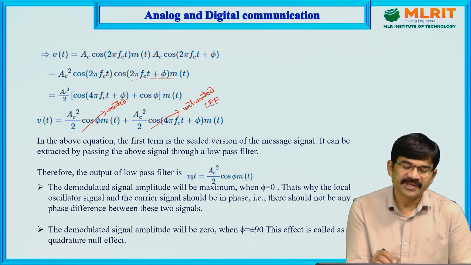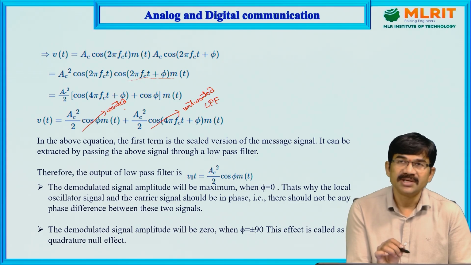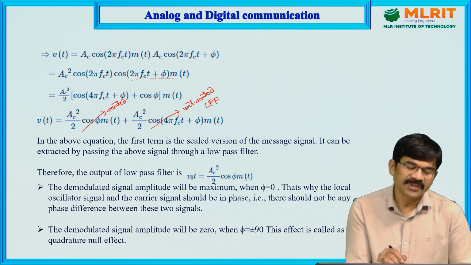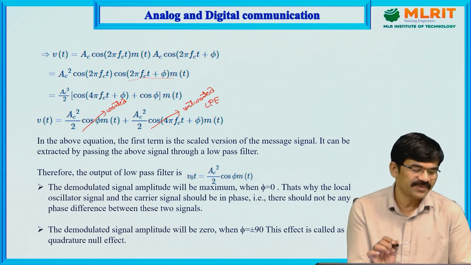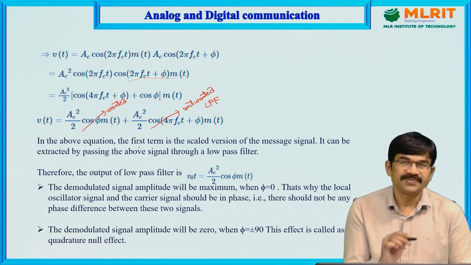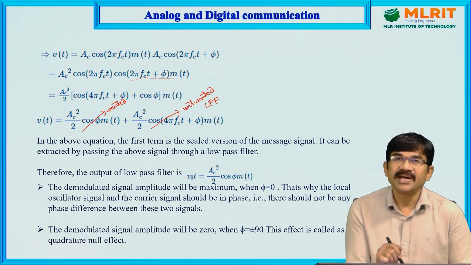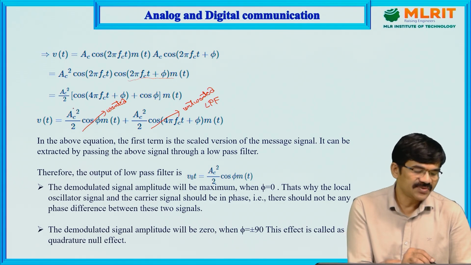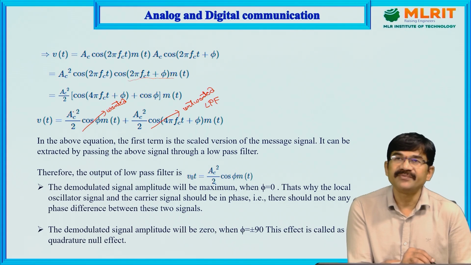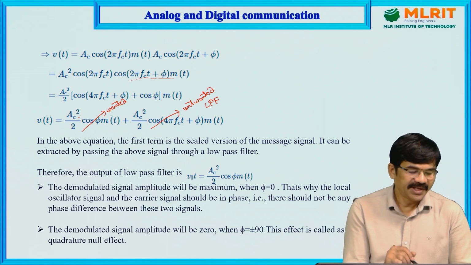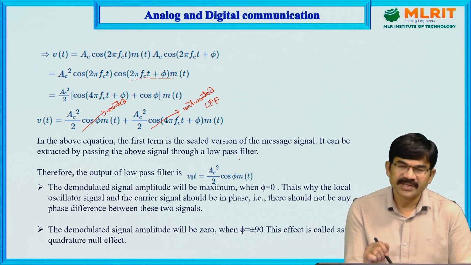The low pass filter is designed in such a way that it allows only the modulating signal frequency. The unwanted term contains the modulating signal and the carrier frequency multiplied by 4 pi, which is nothing but very high frequency. That high frequency can be eliminated by using the low pass filter. In the above equation, the first term is the scaled version of the message signal. AC square by 2 is nothing but a scaling factor, and it can be extracted by passing the above signal through a low pass filter.